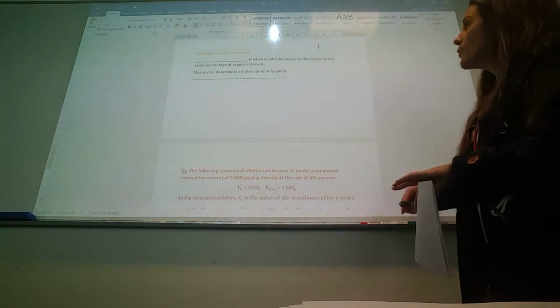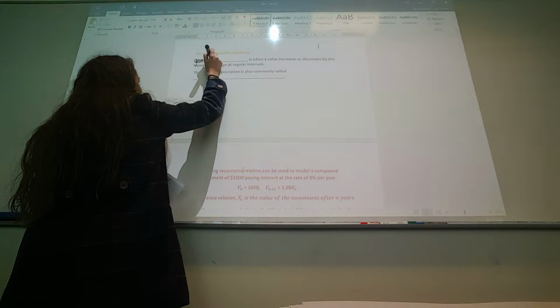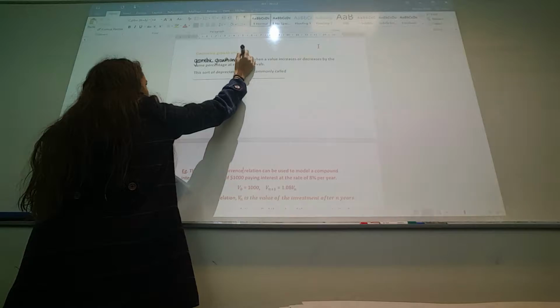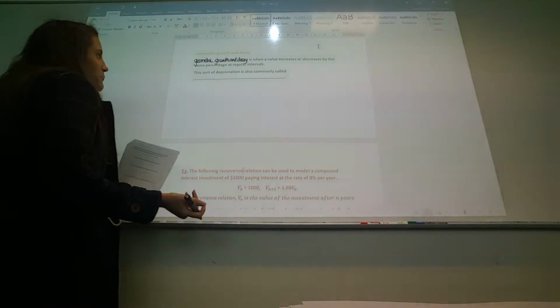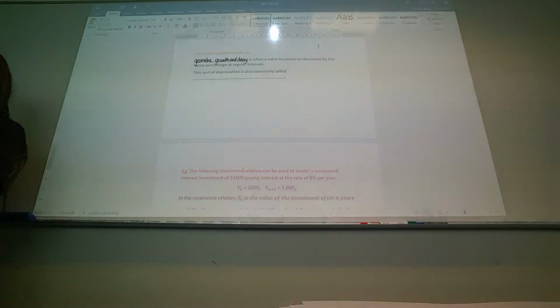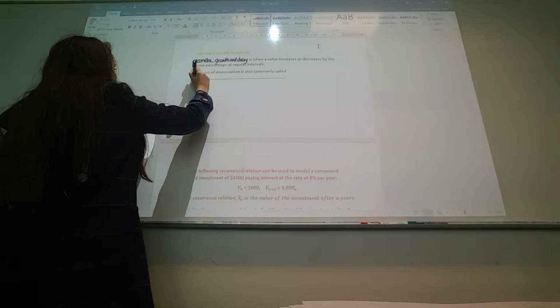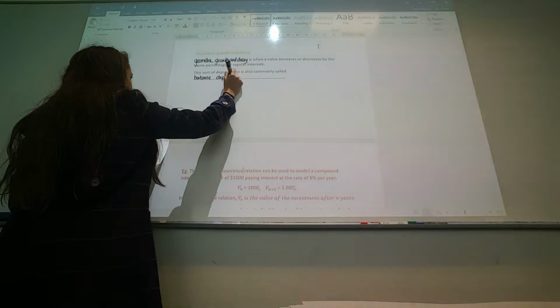So we have geometric growth and decay, which is when a value increases or decreases by the same percentage at regular intervals. When we're talking about depreciation, which means going down, decreasing, it is also known as balance depreciation.